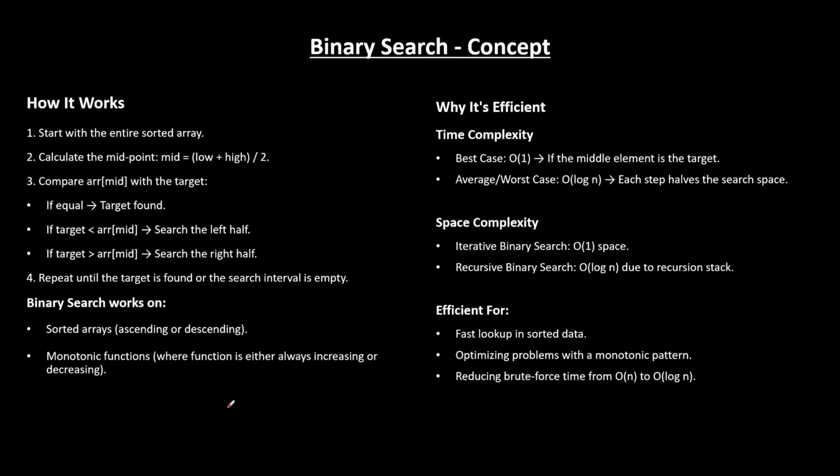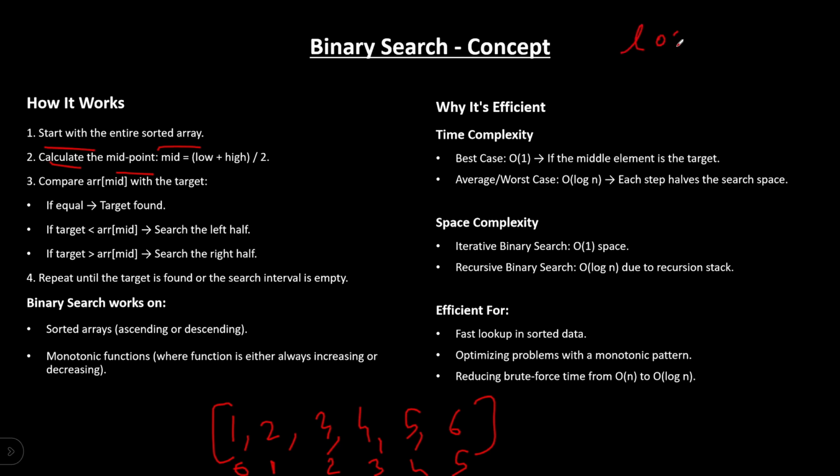Suppose let's take a range, 1 2 3 4 5 6, and start with the entire sorted array. So this is a sorted array, right? Now how does it work? We calculate the midpoint. How to calculate the midpoint? Indexes 0 1 2 3 4 5, right? So we have variables in binary search: one is low, one is high, and another is mid. Low takes the index value from the starting, high takes the index value from the backside, and mid is the calculated index for the particular range.